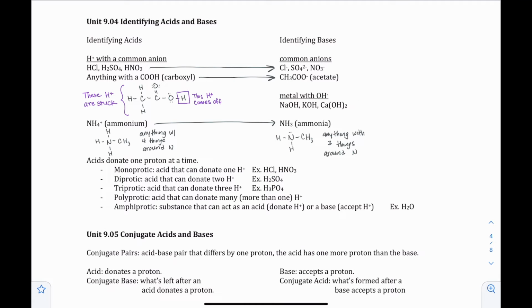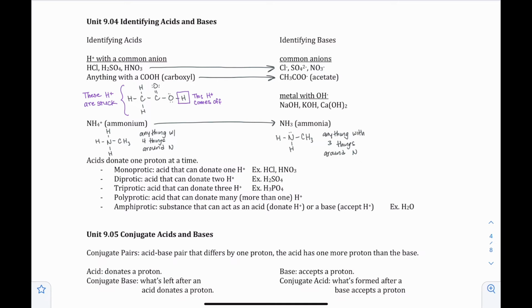So here are some common ways to identify acids and bases. Acids can include common anions with an H+ because they have a proton that can be donated. And bases can include common anions without an H+ because they're able to accept a proton. Acids are also anything with a carboxyl group, which is COOH. For example, I drew acetic acid, which has a CO double bond on top and an OH at the end, and this H+ at the end is the one that comes off and can be donated. The other hydrogens on the left are stuck in place.